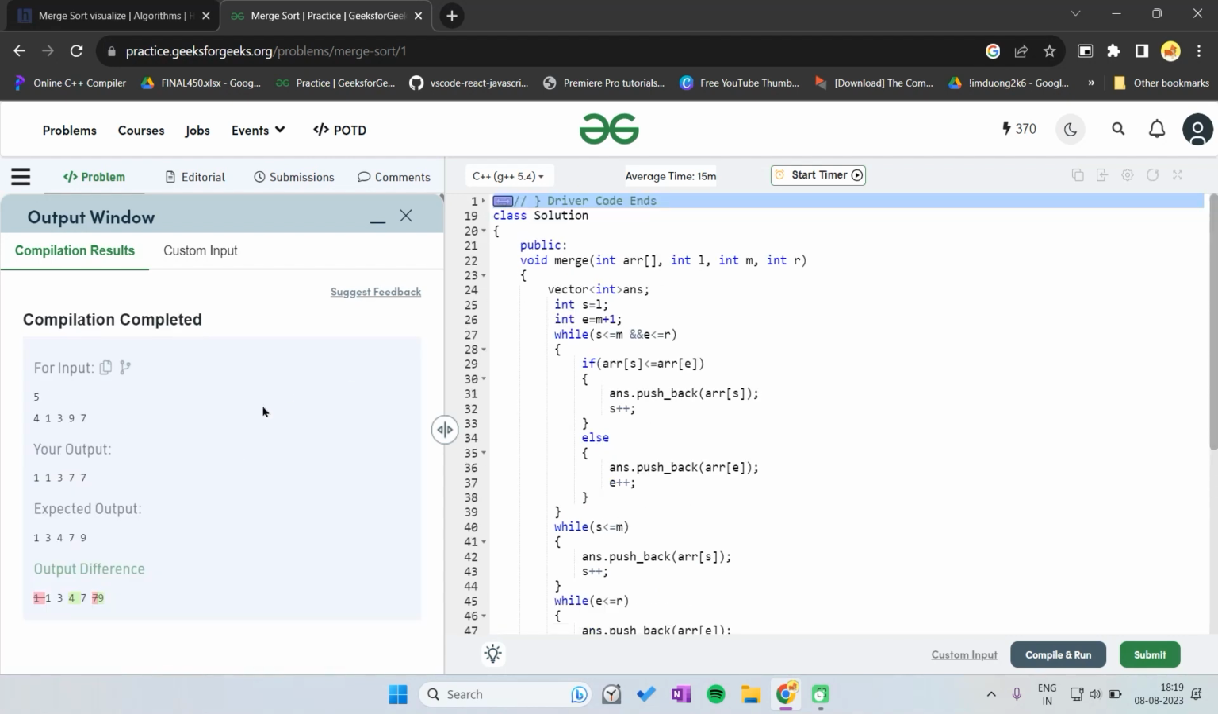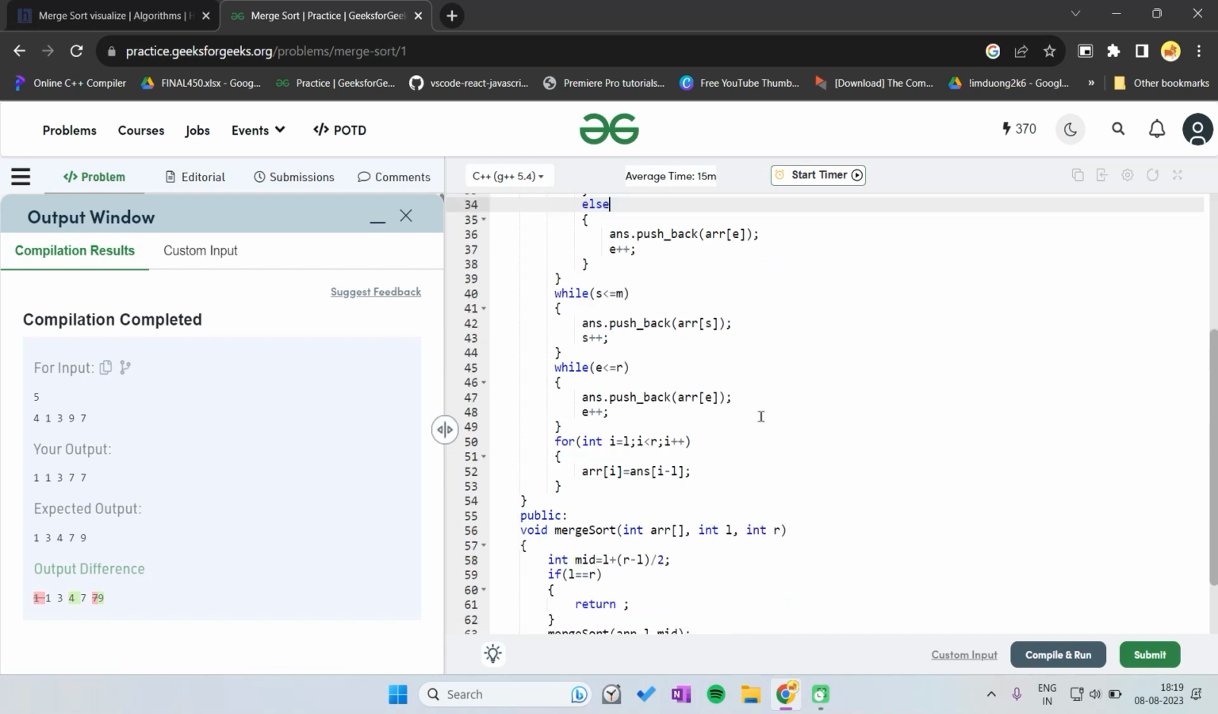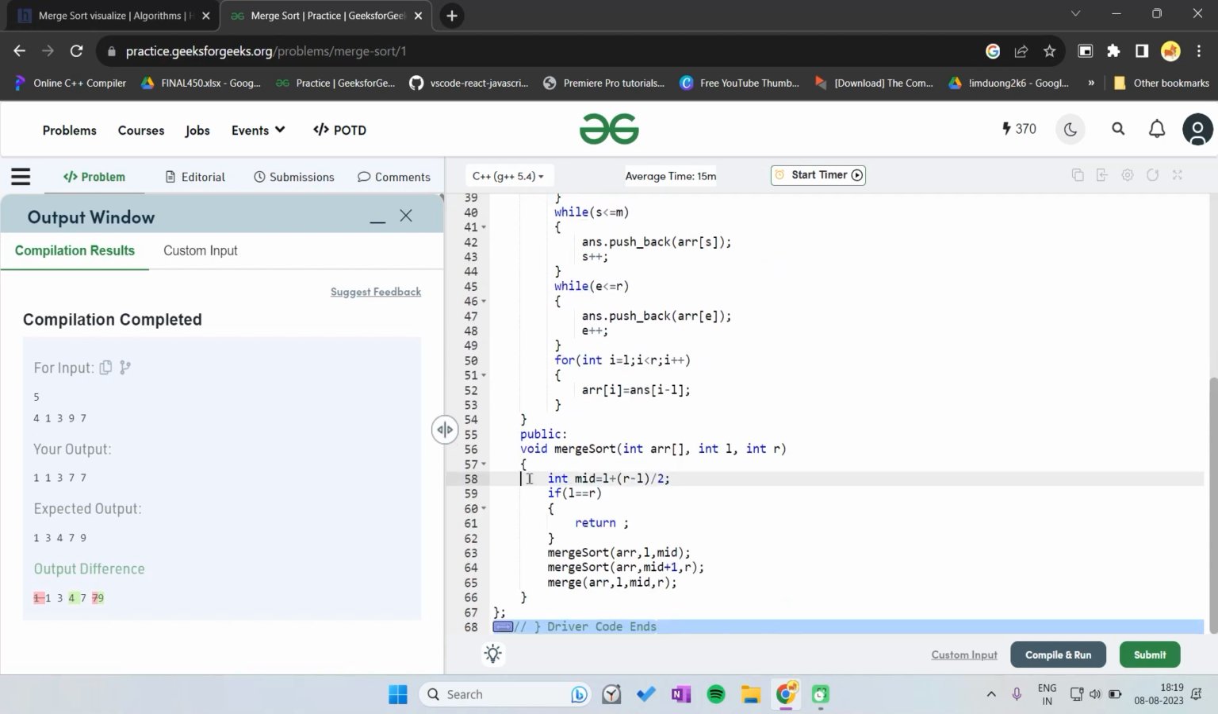There is some error. Let's see where the error is. So 1 1 3 7 7 and 1 3 4 7 9 is the expected output, and our output is 1 1 3 7 7. So it will miss 9. It will miss 4, 5. Let's find out. So first we are finding mid. We are saying if they are equal, and then we are calling L to mid plus 1 to R, right, and then we are merging it.